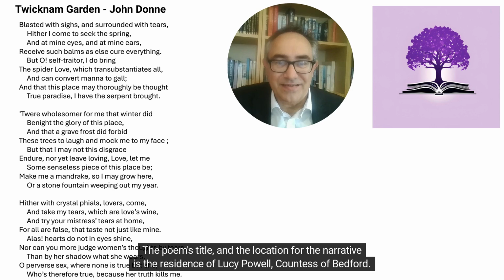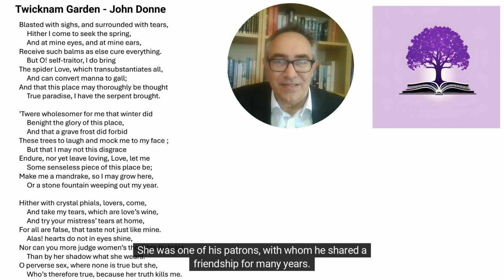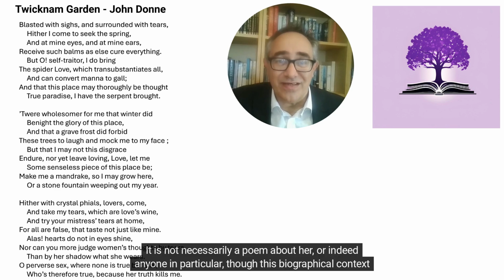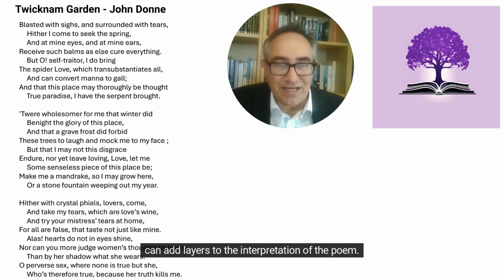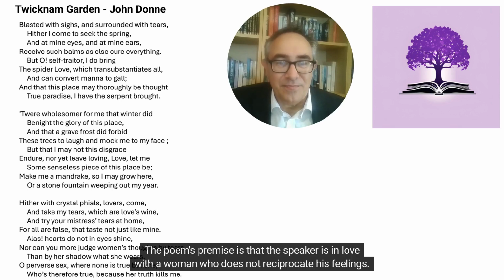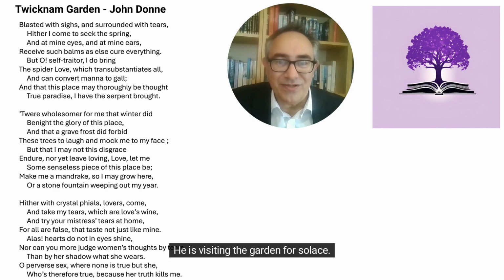The poem's title and the location for the narrative is the residence of Lucy Powell, Countess of Bedford. She was one of his patrons, with whom he shared a friendship for many years. It is not necessarily a poem about her, or indeed anyone in particular, though this biographical context can add layers to the interpretation of the poem. The poem's premise is that the speaker is in love with a woman who does not reciprocate his feelings. He's visiting the garden for solace.